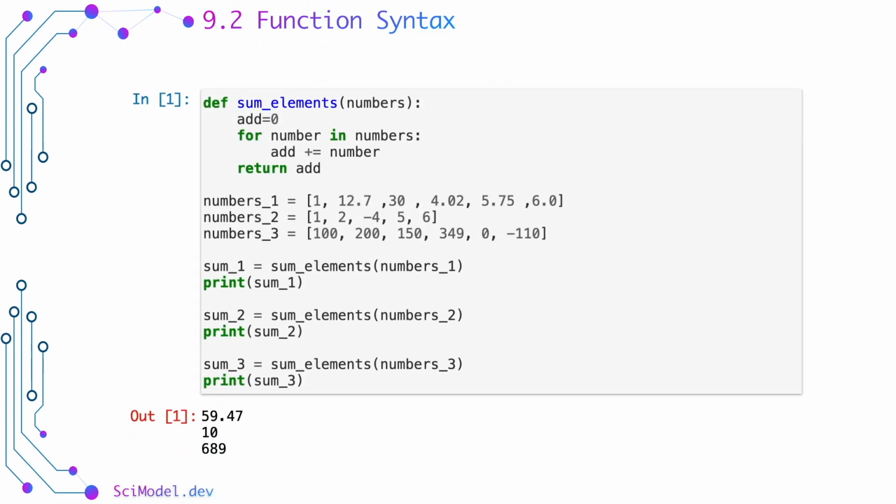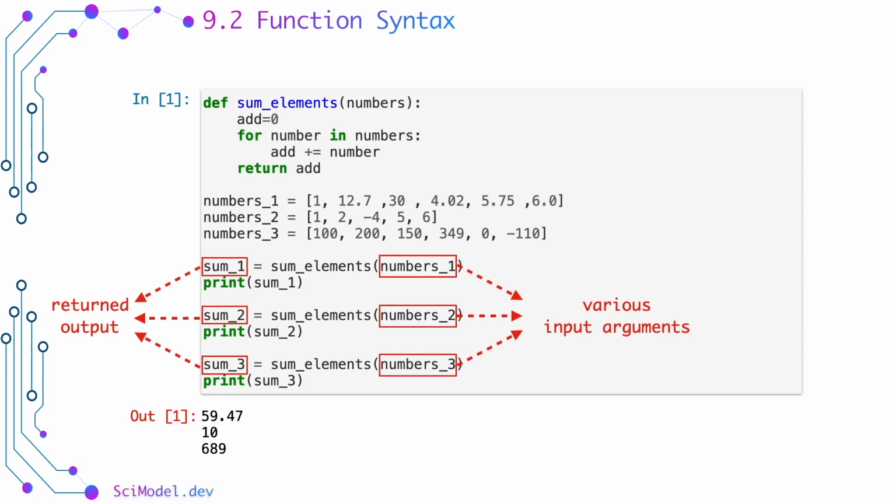In this code example, we are first identifying our algorithm in a function called SumElements, which adds all elements inside of a sequence represented by the numbers variable. Then, we are defining the lists whose elements will be summed using the SumElements function. Lastly, we are calling the SumElements function to sum the elements for each list.